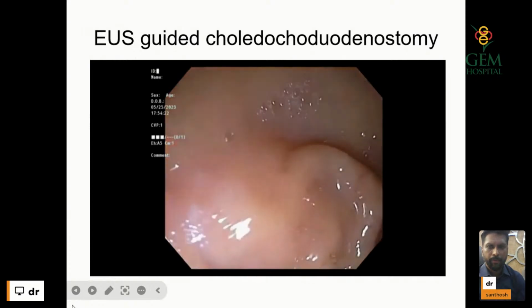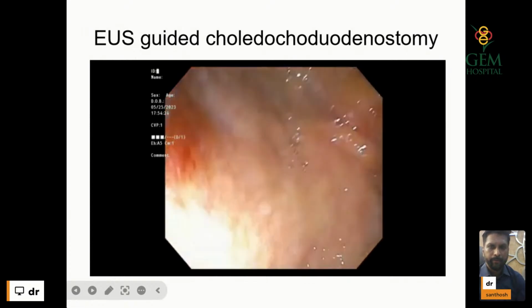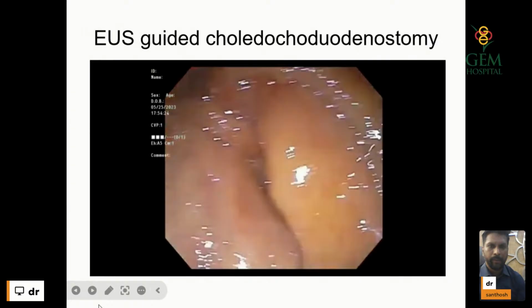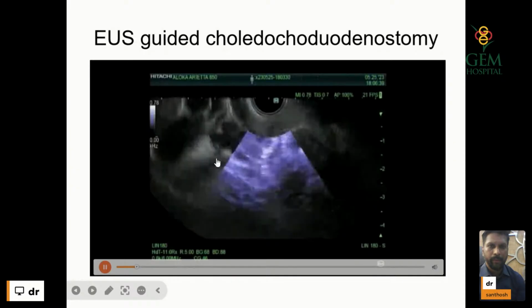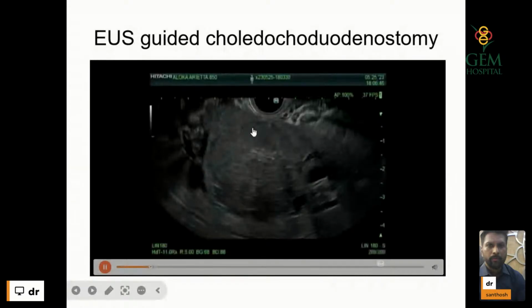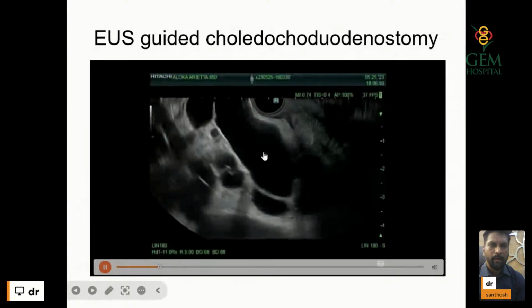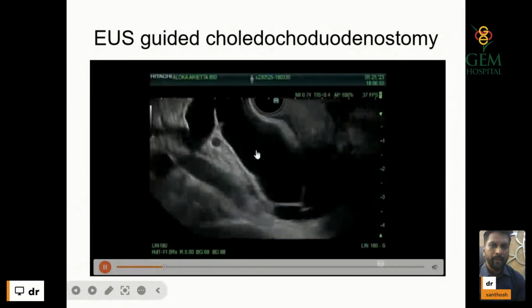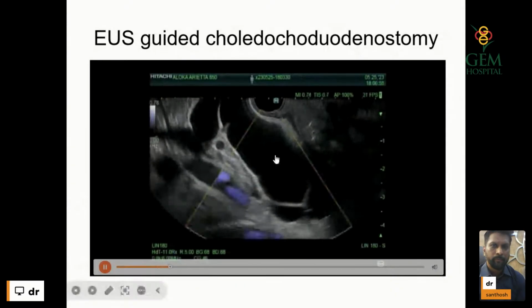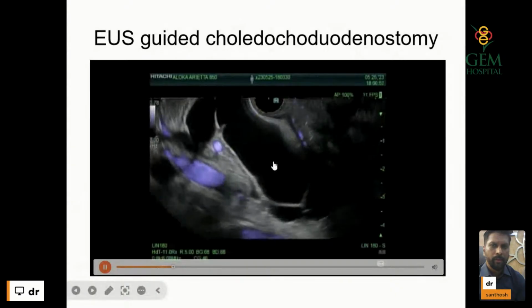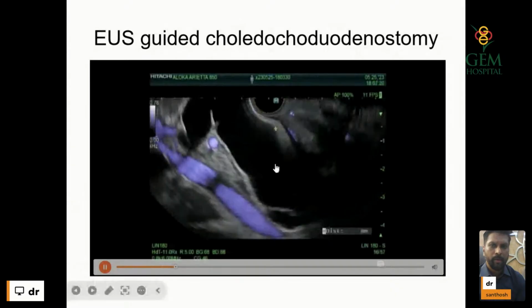So we are going to enter the duodenum. This is the first part of duodenum with an echo endoscope. This mass in the head region, a complete cutoff of the bile duct. This duct. So in the color Doppler, there is no flow. This is an anechoic structure, dilated.